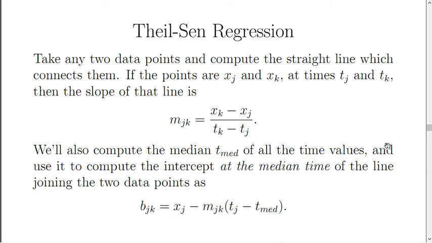We can also compute the median time of all the time values and use it to compute the intercept of that line at the median time, which is given by this formula. Now, we will end up with a very large number of slopes, a slope for each pair of points, and intercepts, an intercept for each pair of points, because each pair of points defines a straight line. So we'll end up, in most cases, with far more estimated slopes and intercepts than we have actual data values.